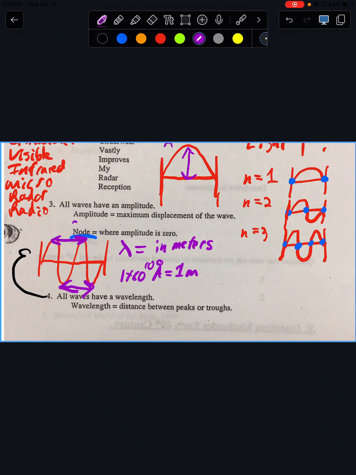An angstrom is like a centimeter or a meter, it's just a really small unit of distance. So what are the purple arrows? From top to top, that's your wavelength. Or bottom to bottom, that's your wavelength. Good question, Ben.